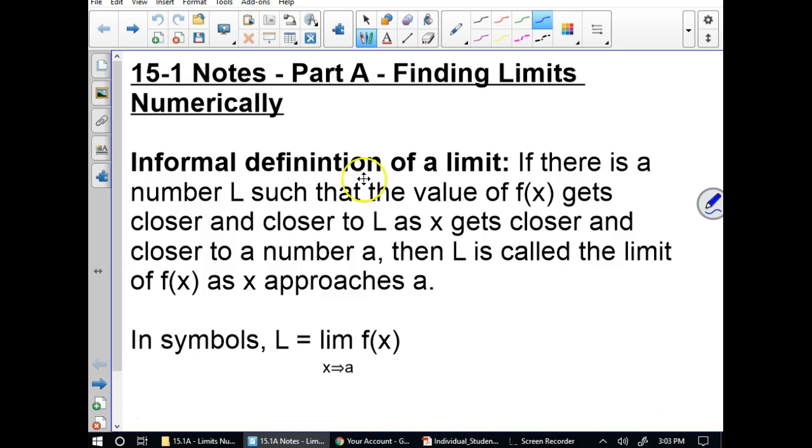So to break this down a little bit, we're looking at our x value. As our x value gets closer and closer to a given number, so that A right there could be like a 3. So as the x gets closer to 3, it might be 0, and then 1, and then 2, and then 2.5, and 2.9, 2.99, and so on. As it gets closer to that value 3, we're looking at the value of f of x. So we're seeing if the f of x or the y value gets closer and closer to a number. And if it does, then that is the limit, the L, that you have there. This is the notation that you'll have for that.